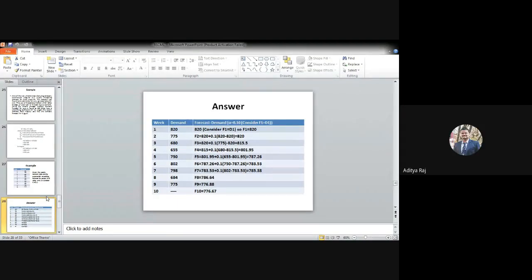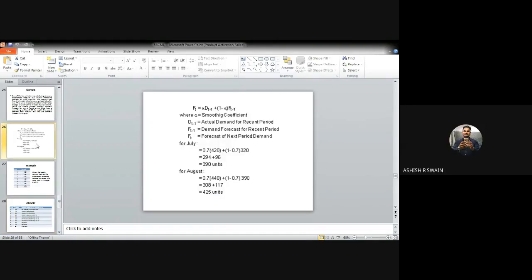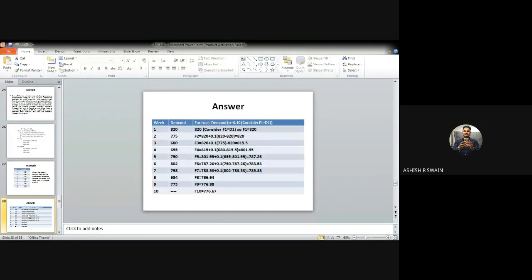So, in the previous slide, whatever formula you were given, after putting the values in the same formula, the answer will not be the same as previously discussed. For F3, 815.5 will be there, but for F4, there will be 801.95 after putting the values in the formula. 801.95 is given for F4. Yes, sir.